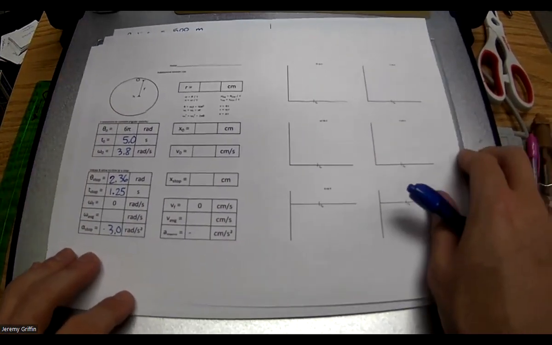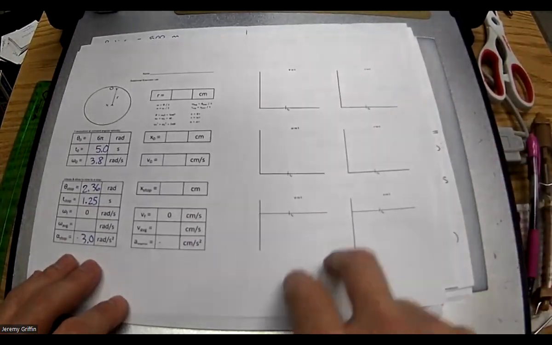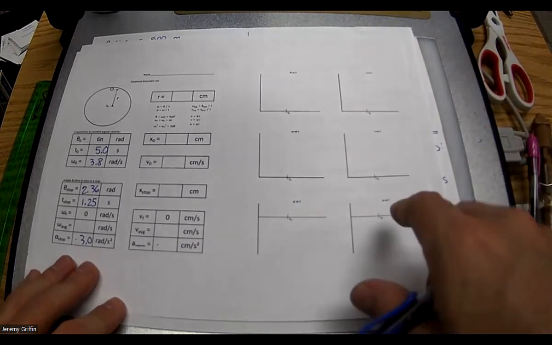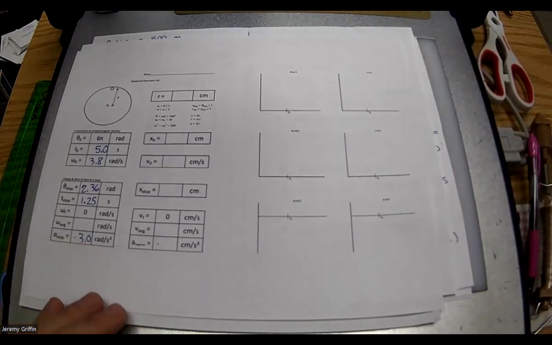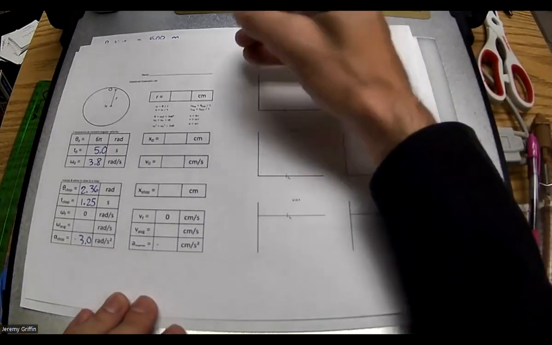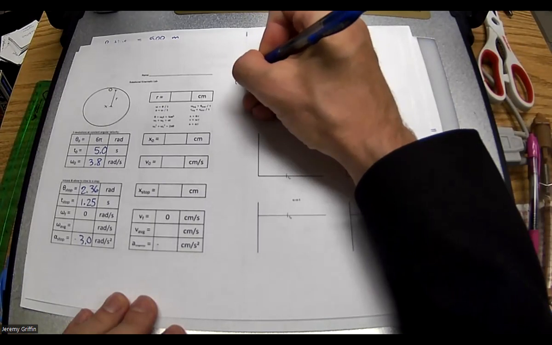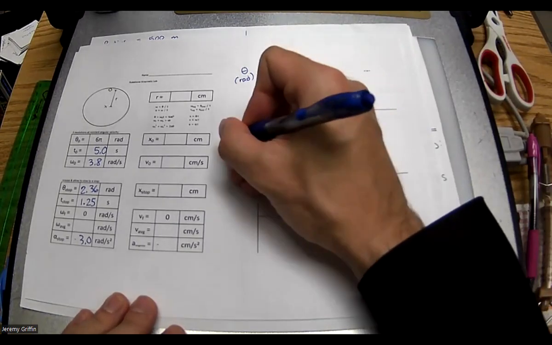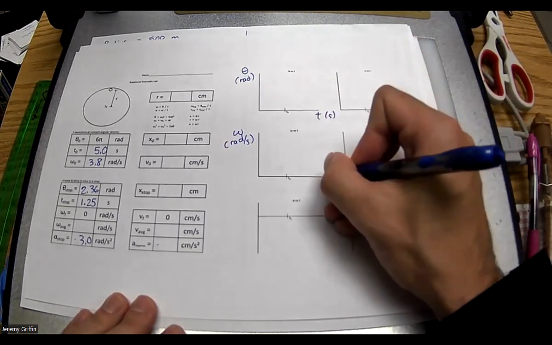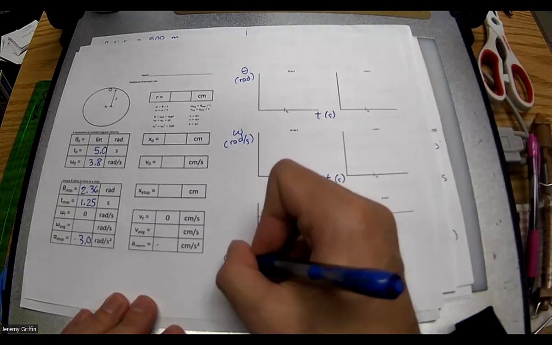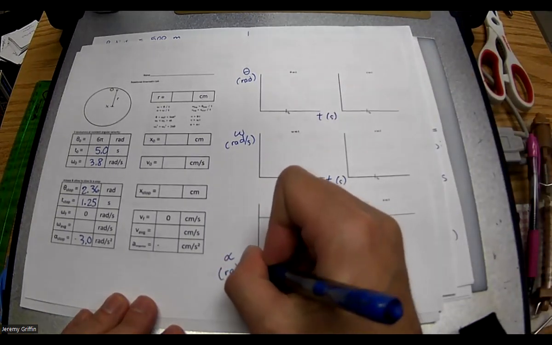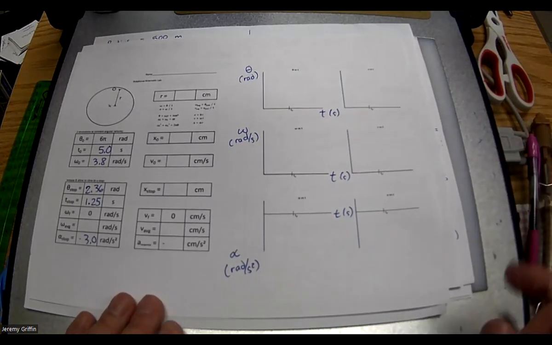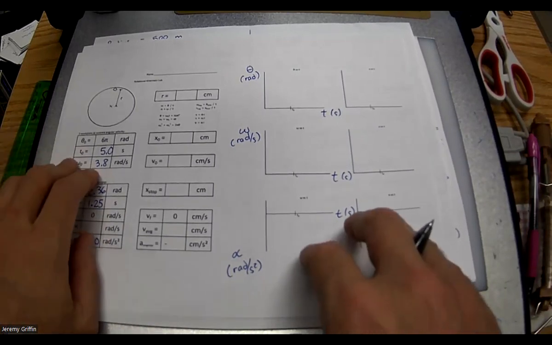All right, let's go over here and hit these graphs. You have two sets of graphs. There's rotational motion on the left, and there's linear motion on the right. There's a reason for that. We'll get to that later. The first one says theta versus t, so this is theta in radians versus time in seconds. The second one says omega in radians per second versus time in seconds. And the third one says alpha, radians per second squared, versus time in seconds. Now, can we take what we just did and map it onto these graphs?